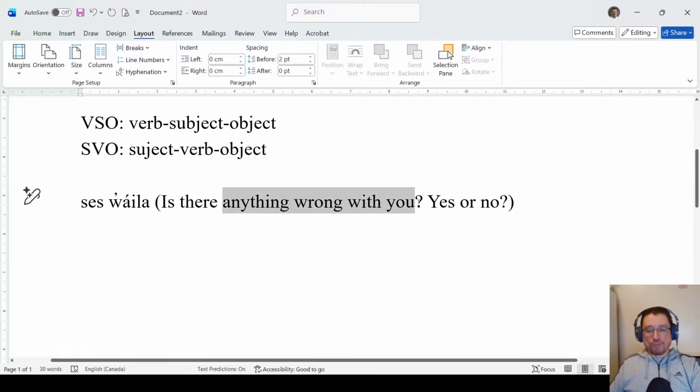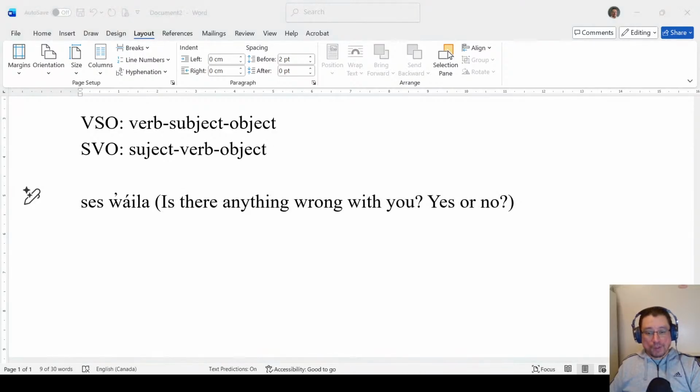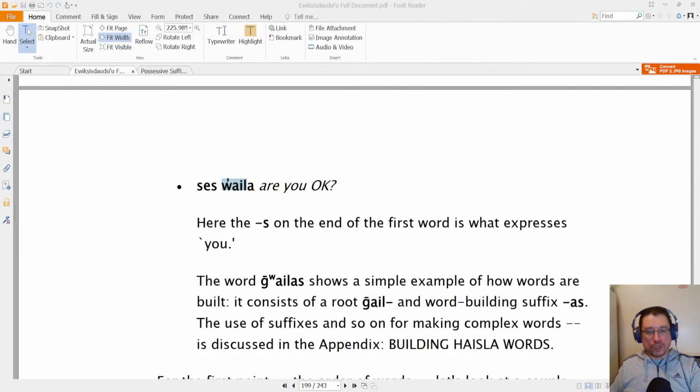I would say this is a more accurate explanation or definition. So if somebody says saswela, that means, is there anything wrong with you? Yes or no. I would say that's a more accurate description of that phrase, of that question.